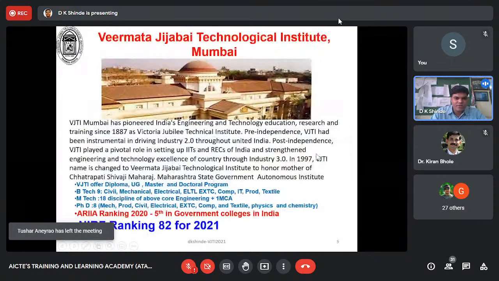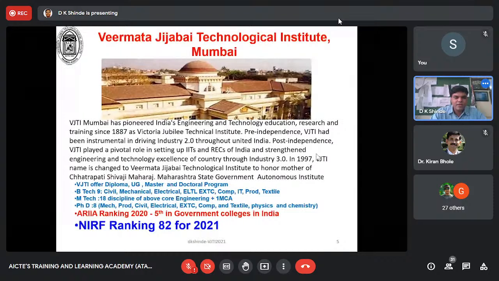VJTI has a few UG and PG programs. We stood among the NIRF rankings at 82 and in the Government Engineering College ranking at 5th in the year 2020 ranking, and 82 in the NIRF rank of 2021, and many more activities are going on from my institute's side.